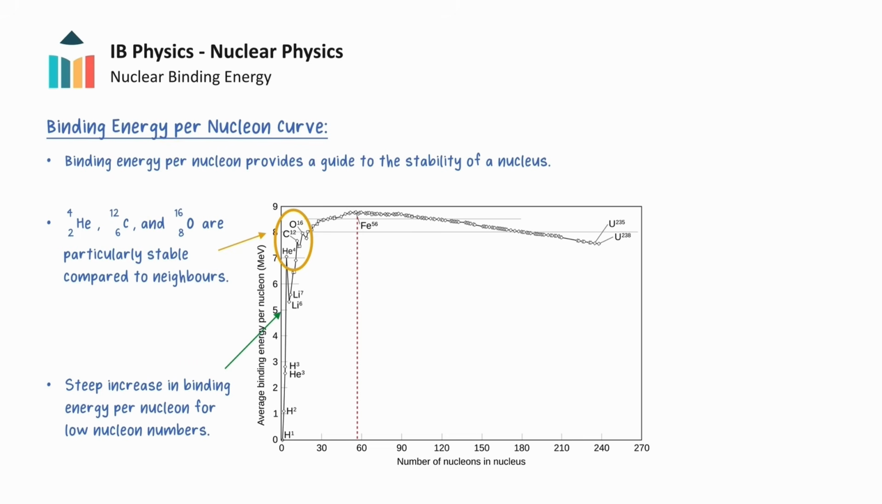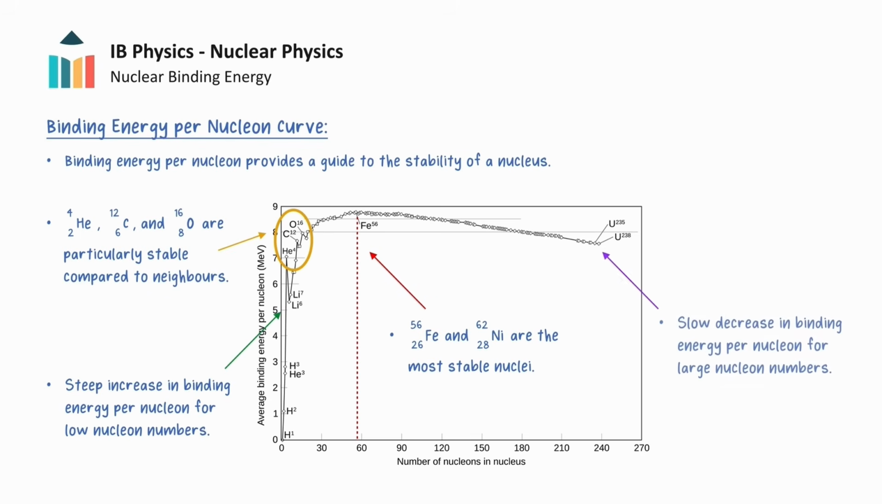The graph reaches a peak of around 8.79 MeV near iron-56 and nickel-62, which shows that these nuclides are the most energetically stable nuclei. The binding energy per nucleon then slowly decreases for large nucleon numbers. The binding energy per nucleon curve also gives an insight into which nuclei undergo nuclear fission and fusion.